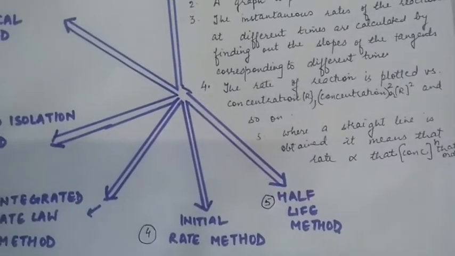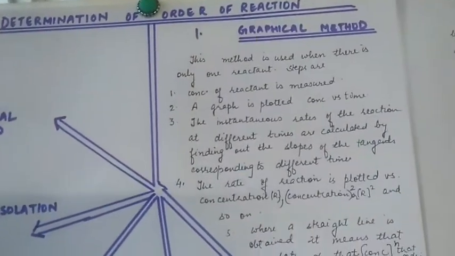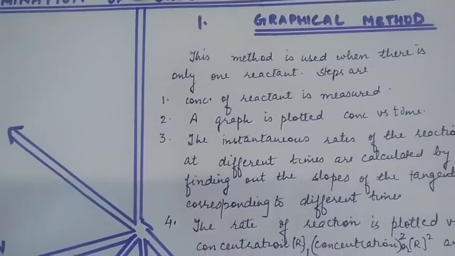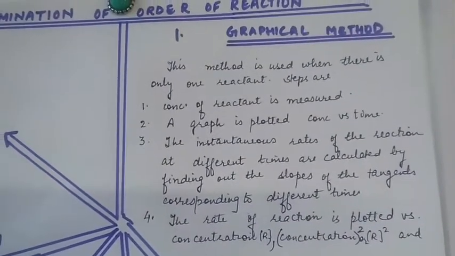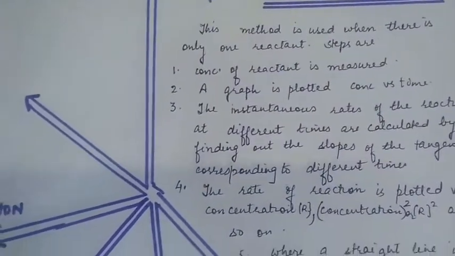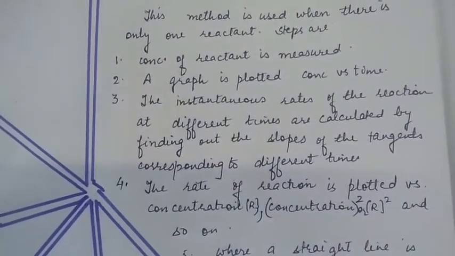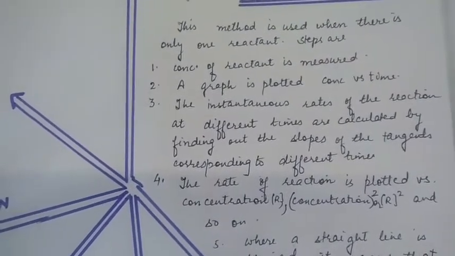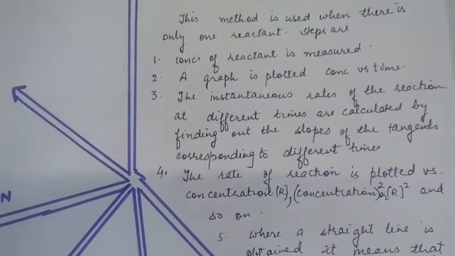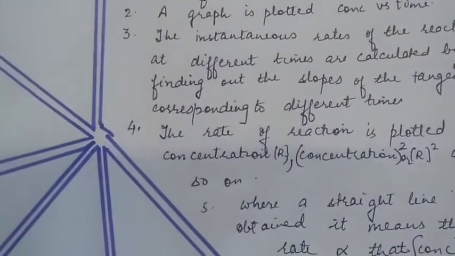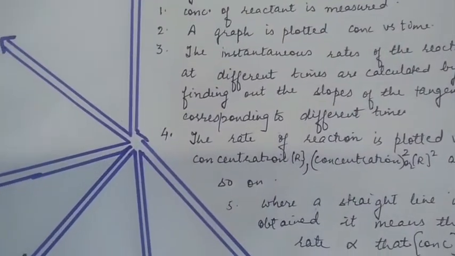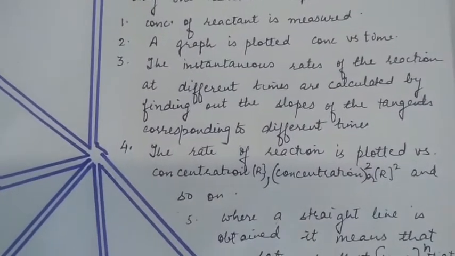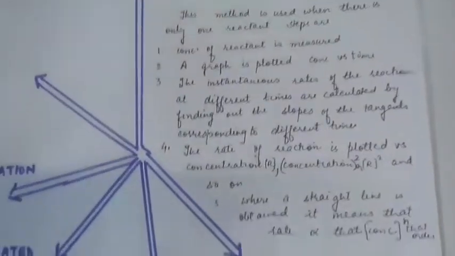In the graphical method, this method is used when there is only one reactant. The steps are: concentration of reactant at different times is measured. A graph is plotted, concentration versus time. From this graph, the instantaneous rate of reaction at different times is calculated by finding out the slopes of the tangents corresponding to different times.